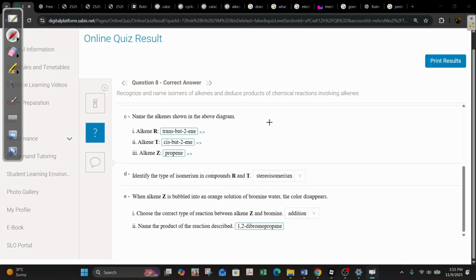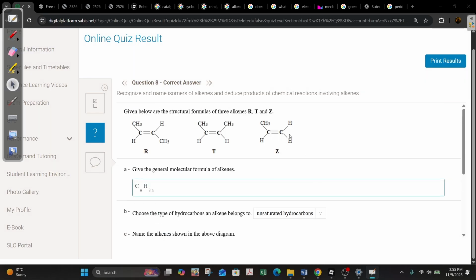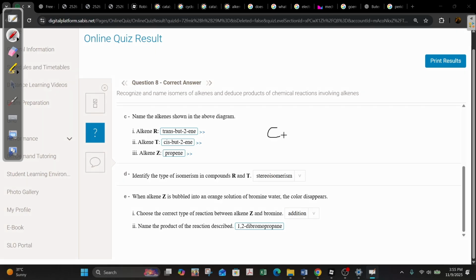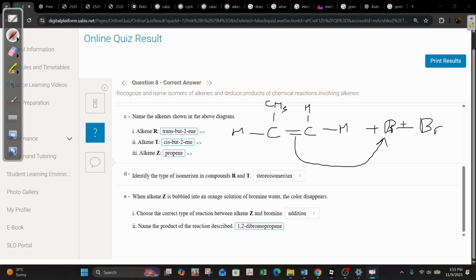Okay. Let's say we have an alkene. What is alkene Z, first of all? Alkene Z is propene. Okay, let's draw propene. So you have CH3 here, H, plus Br2. So what happens in this reaction? In this reaction, the double bond will attack the bromine atom here. And then the single bond here, both electrons here will move to this bromine atom. As a result, this becomes positively charged, this becomes negatively charged.